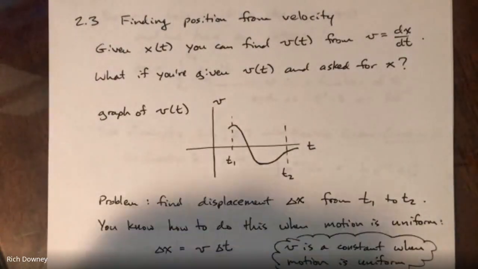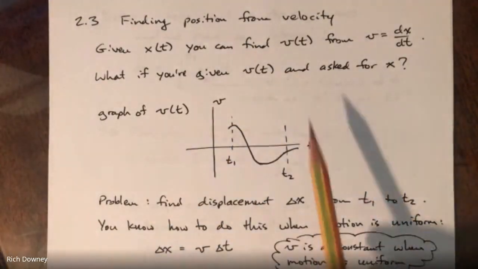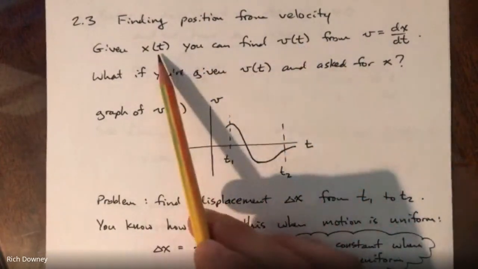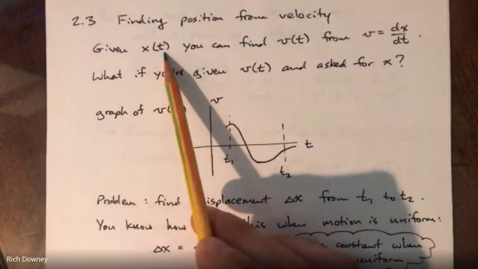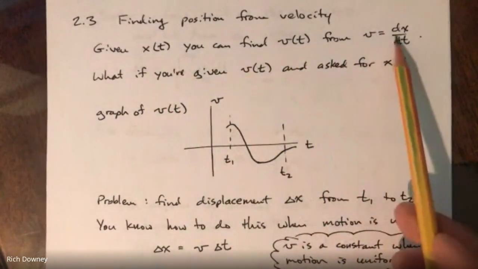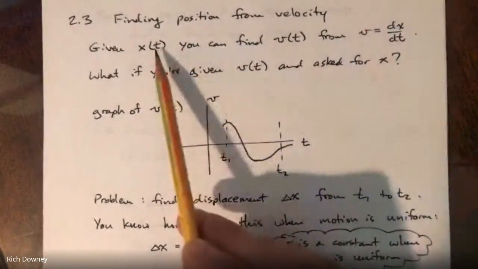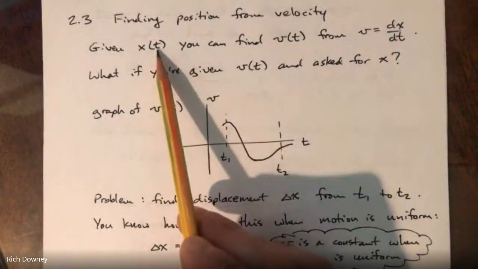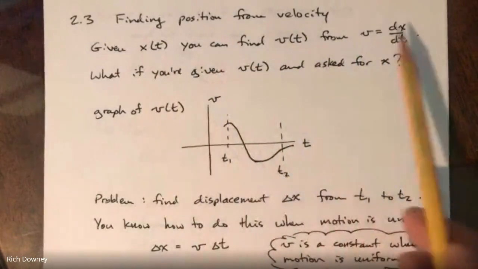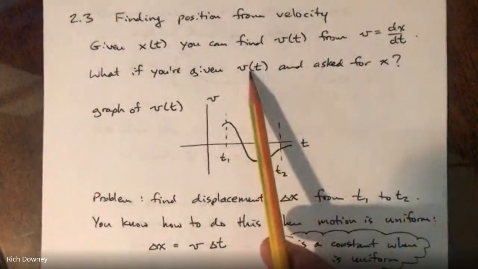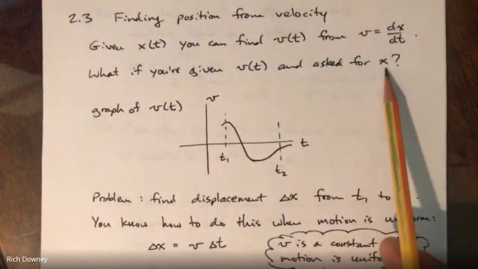So we know how to find the velocity now if we're given position as a function of time. We would just take a derivative. v is going to be dx/dt. We'd use our calculus skills, whatever function this is, if it's x squared or e to the x or whatever, we would take a derivative and that would give us the velocity. What if we're given the velocity and we want to find the position at some time?